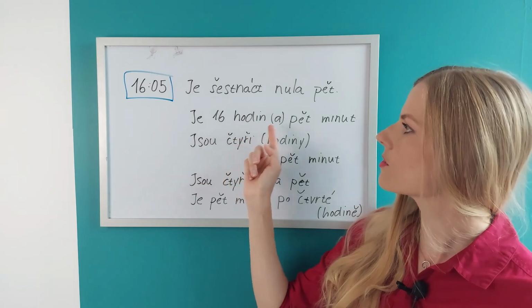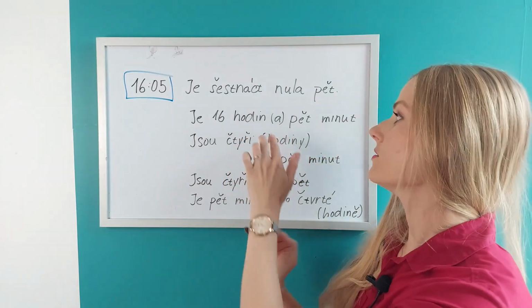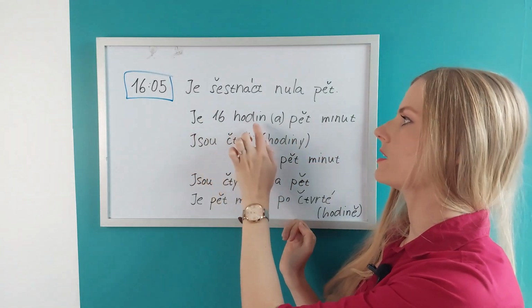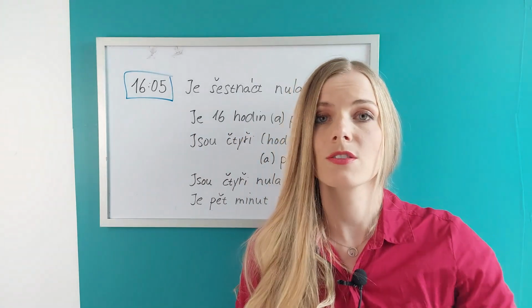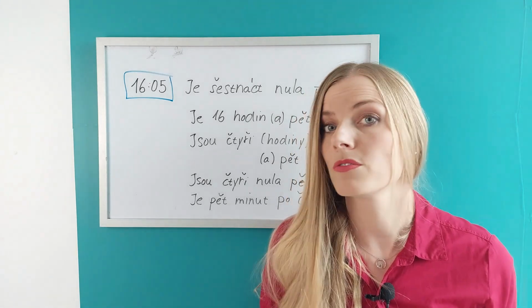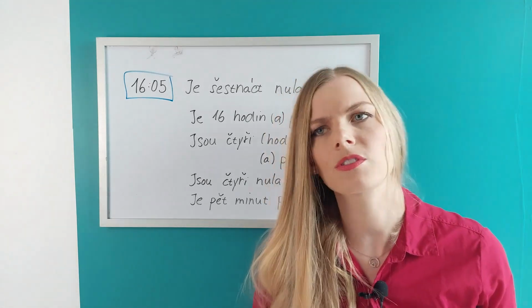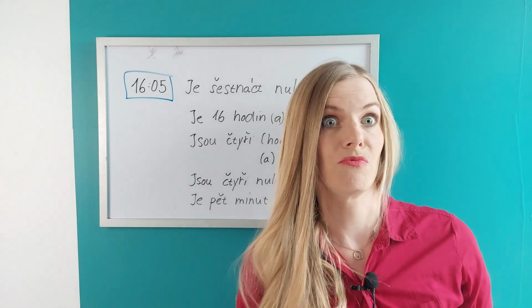It's 16 hours and 5 minutes. You can leave out a, actually. You can say je 16 hodin 5 minut. Very typical on the radio too. If someone asks you for the time, you can say that, but it sounds very precise.